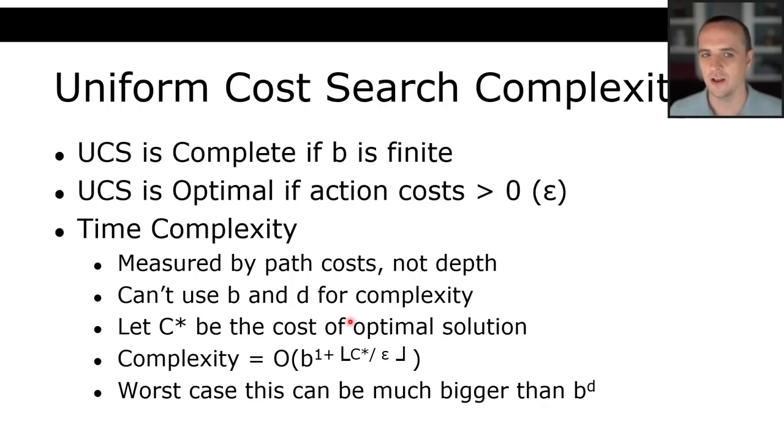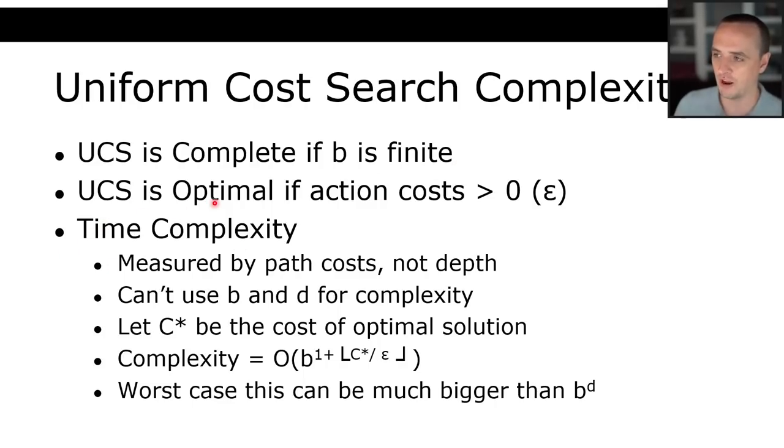So when it comes to uniform cost search complexity, it's a little bit tricky. I'm not going to ask the properties of uniform cost search on an exam. I don't want to get bogged down in these mathematical details. But the important thing is uniform cost search is complete if B is finite. Okay, so if you have a finite branching factor, uniform cost search is complete.